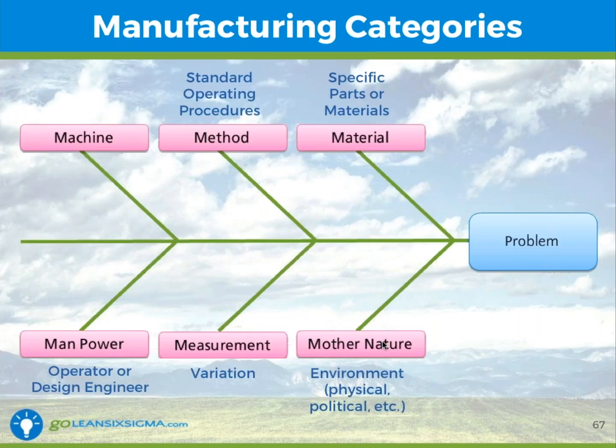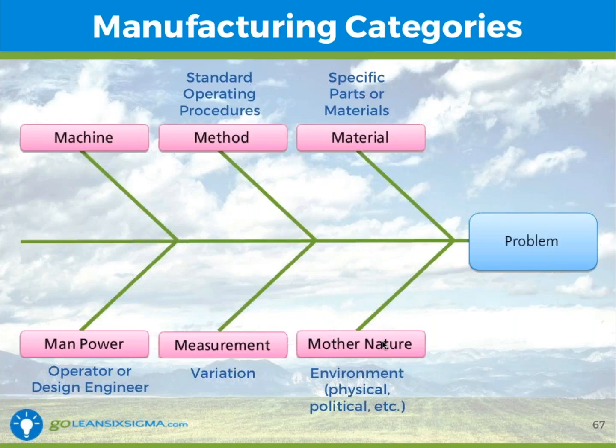You can actually separate that into separate bones with specific parts on each bone. You're not limited to 6. You classically see a fish bone with 6 bones, but if you've eaten a fish, you know there's more than 6 bones. So specific parts, materials, separate that if you need to. Manpower, you don't have to leave it that broad. You could label different bones with different job descriptions, different operators.